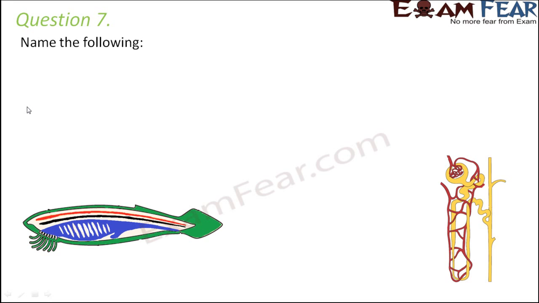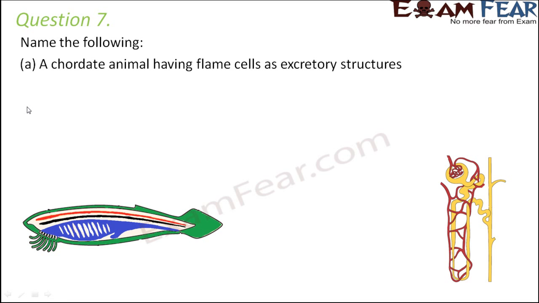Question number 7. Name the following. A chordate animal having flame cells as excretory structures. So this is a special animal which is a chordate, that is they have the notochord, but at the same time the excretory structures there are the flame cells. You remember why I was talking about the platyhelminths? I told that flame cells are the specialized excretory structures here.